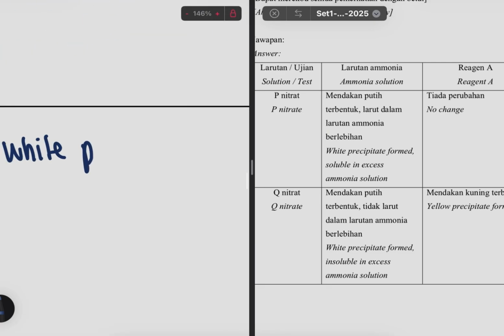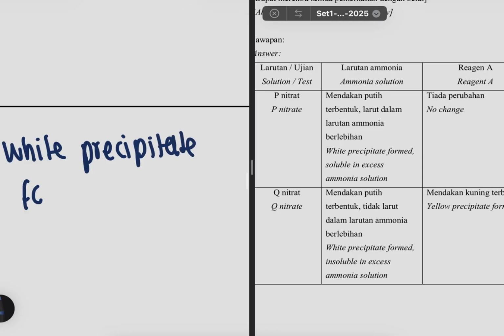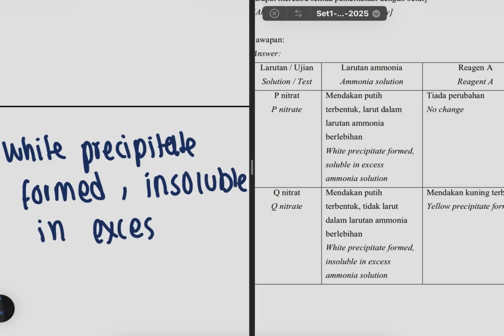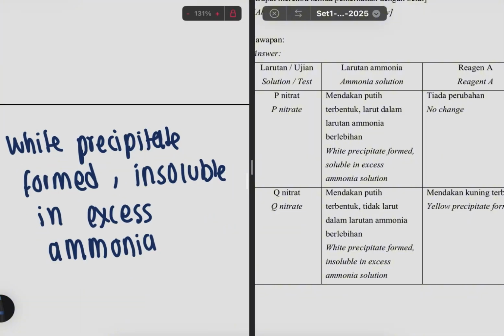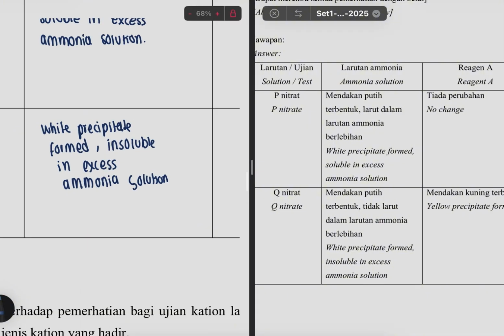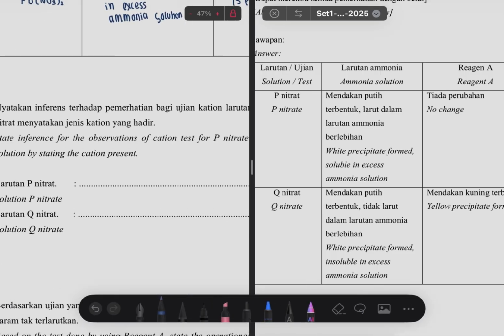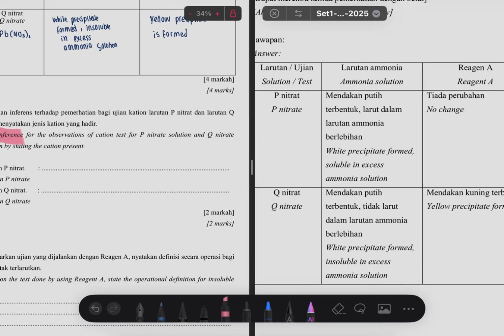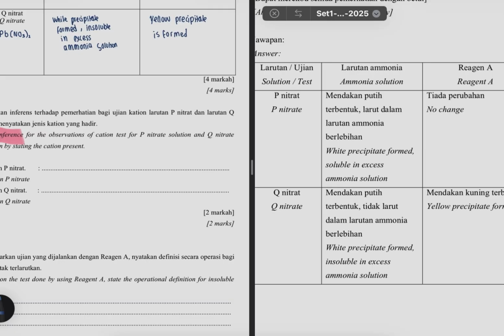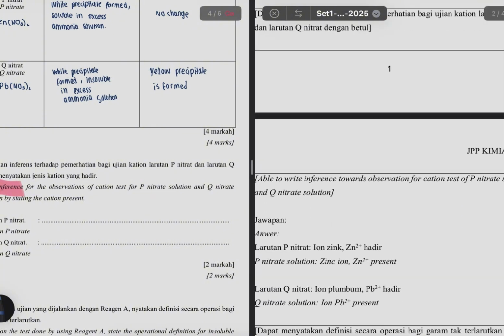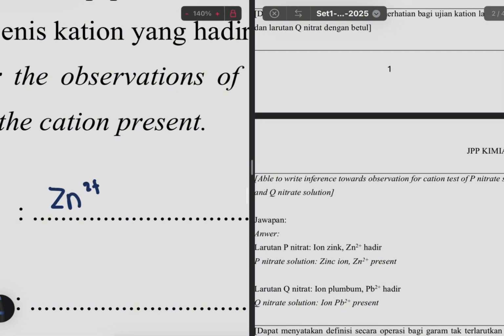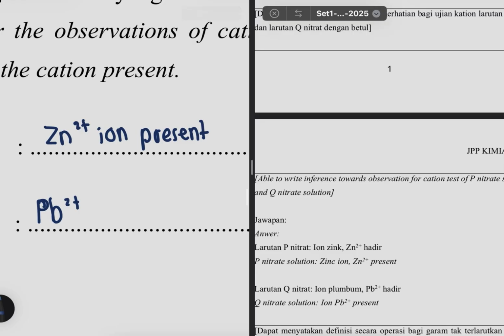So white precipitate forms, insoluble in excess ammonia solution. Okay, state the inference for the observation of the cation test for P nitrate and Q nitrate solution by stating the cation present. So inference for chemistry and biology is usually the reason why that happens. They want us to state the cation present, so that's going to be Zn²⁺ and Pb²⁺. Is that correct? Zn²⁺ present and Pb²⁺ present. Yep. Zn²⁺ ion present. Pb²⁺ ion present.